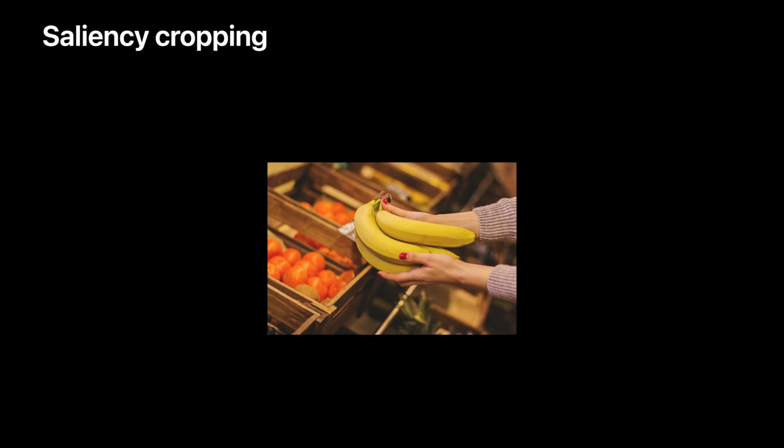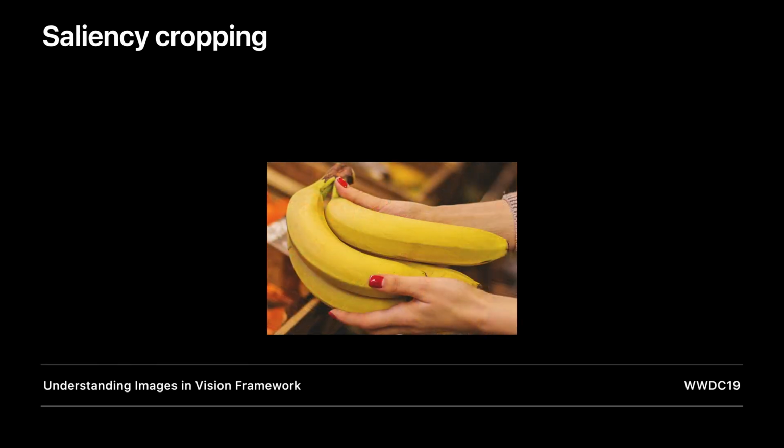I want to use the Vision framework to crop the images to the salient object. This is one of the images in my training data. Someone is holding bananas with other fruits in the background. The model may get confused by the other objects in the photo. Using the Vision framework API, I can automatically crop the image to the most salient object. To do this, please check out the Vision talk from WWDC22.